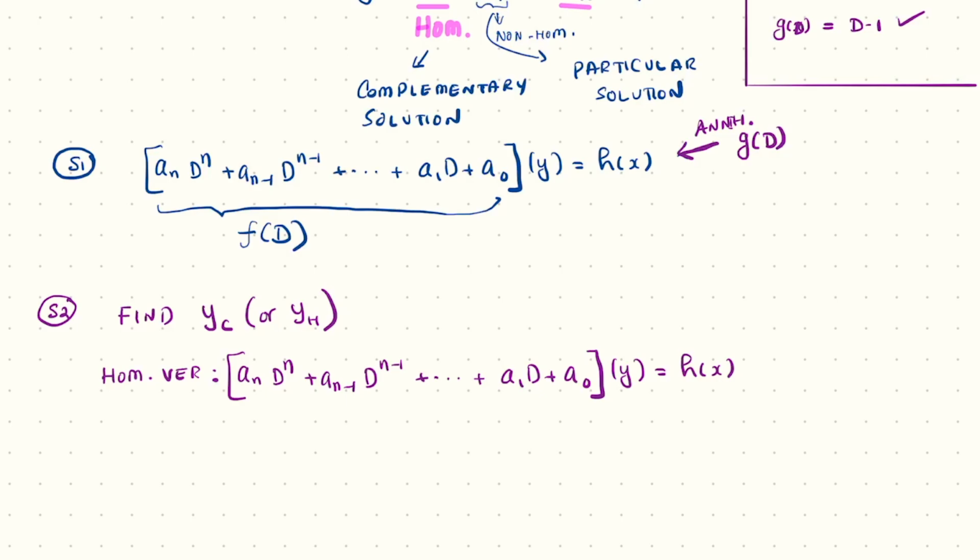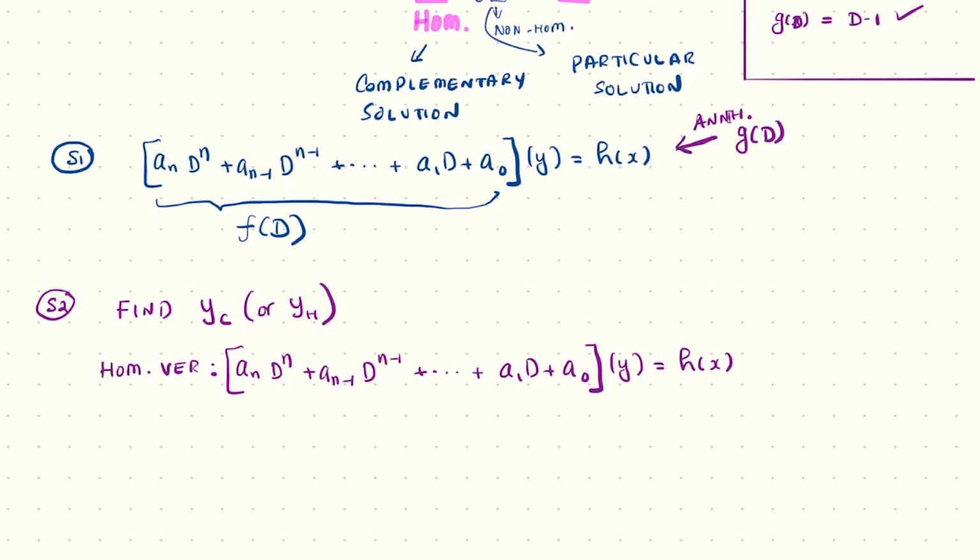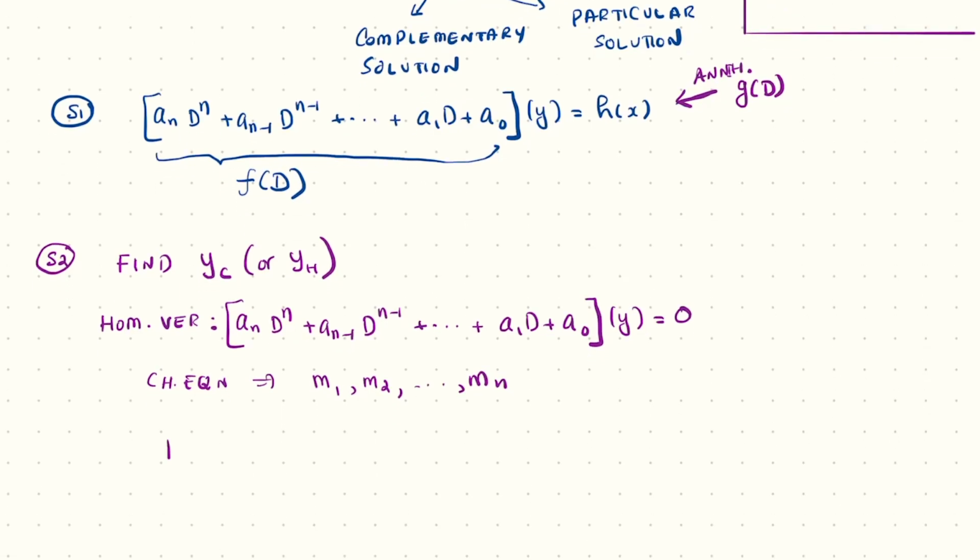Then I am going to set this side to be 0, right? When I do that, you know how to solve them. Next thing what you do is you find the characteristic equation, and then you're going to solve the characteristic equation. That is going to give you m's, m1, m2, up to mn, and then you're going to have a fundamental solution set corresponding to that.